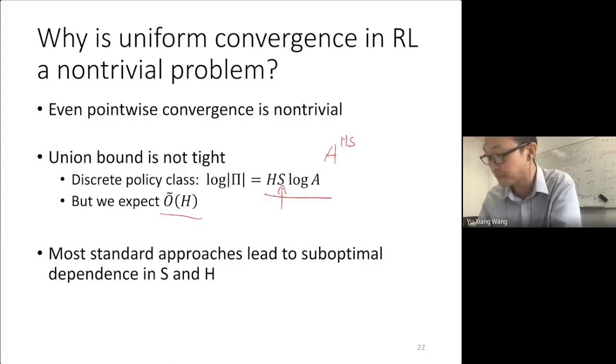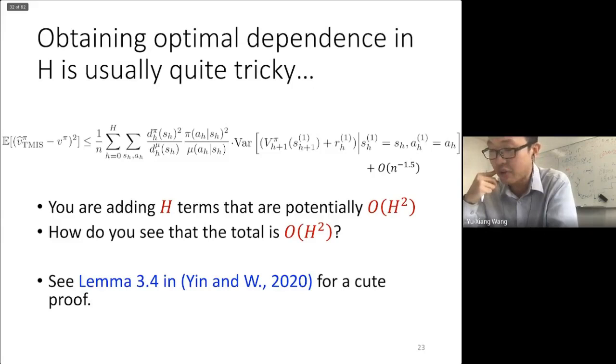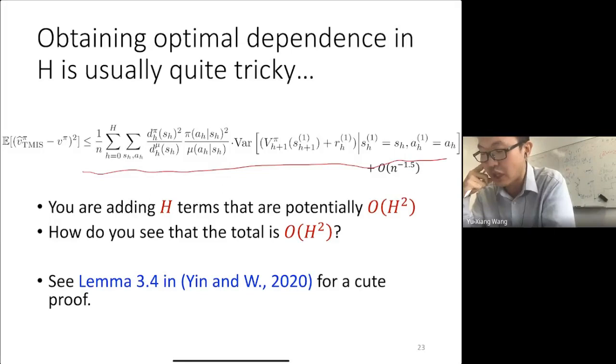So another thing is getting optimal dependence on H is often quite tricky. Just take this complicated expression from pointwise convergence that we talked about earlier. We are actually adding a bunch of variances that are potentially as large as H squared, because these are cumulative value functions from h plus 1 to H. So each one of these can be H squared, and we're adding H of them together. And what you can actually see is that in total this is always on the order of H squared.